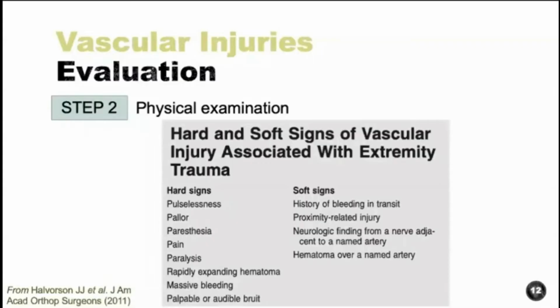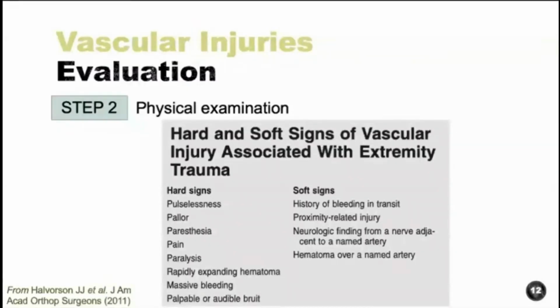In contrast, we also talk about soft signs. And these are things like a history of bleeding in transit, so you may get that from the EMS team, having a proximity-related injury. So for example, if you identify that the patient has a peroneal nerve injury, or a sciatic nerve injury right at the level of the knee or just proximal to the knee, they may also have a vascular injury. Finding a neurologic finding with a nerve adjacent to a named artery, like we discussed, and also a hematoma over a named artery. So those should all be, again, signs that you should strongly consider that there may be a vascular injury.